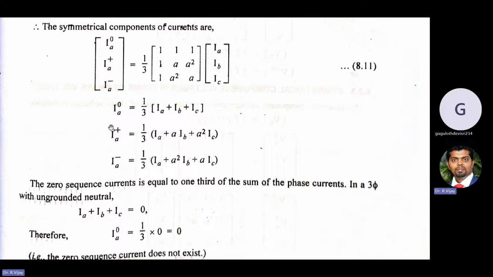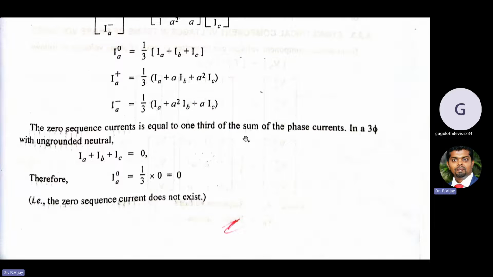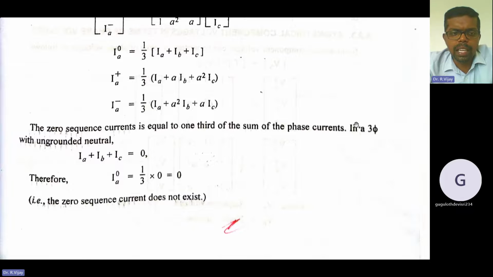Zero sequence current is equal to 1/3 of the sum of the phase currents. In a three-phase system with the neutral not grounded, IA plus IB plus IC is equal to 0. So that is nothing but IA naught. Here, IA plus IB plus IC is equal to 0 when the neutral is not grounded.